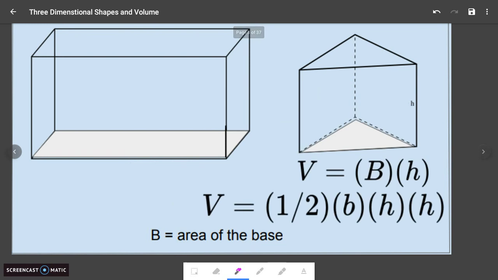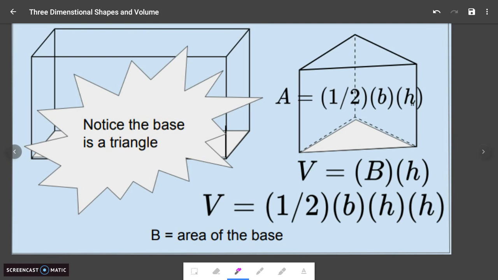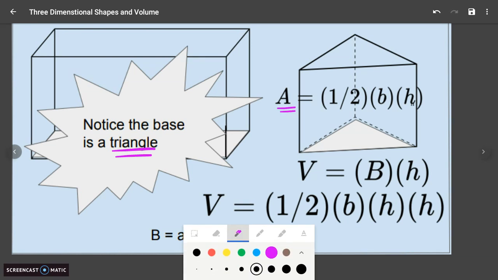If we go back and look at our triangular prism, it's the same formula, but notice we're not plugging in length times width times height. We have 1/2 base times height, and that comes directly from our area of a triangle. So we have the triangle formula, and we get this formula.